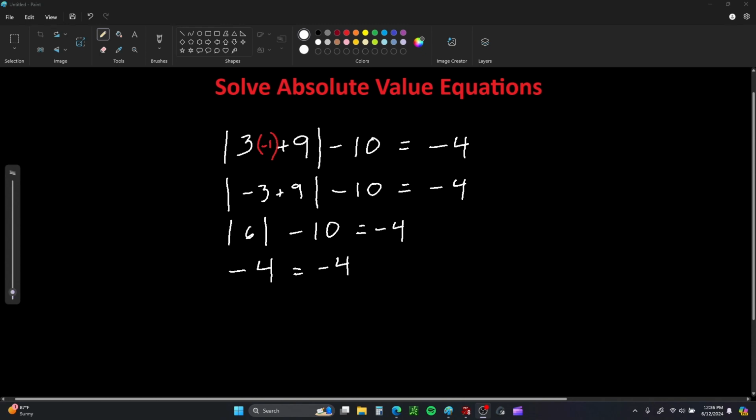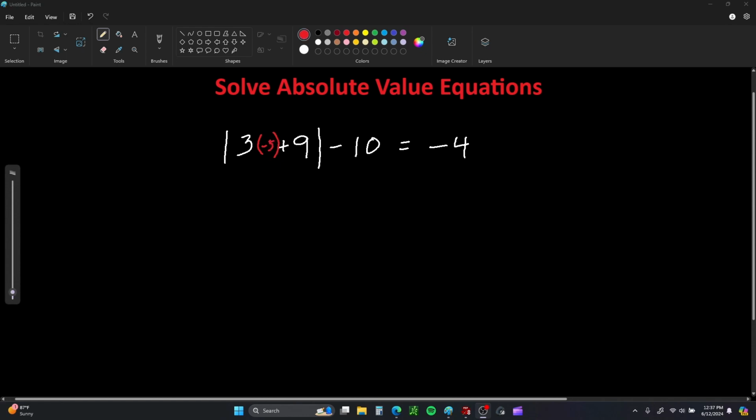Now I want to test for minus 5 being substituted up top. So here I've replaced x with minus 5, simplifying for the next line. I have the absolute value of minus 15 plus 9, minus 10 equals minus 4.